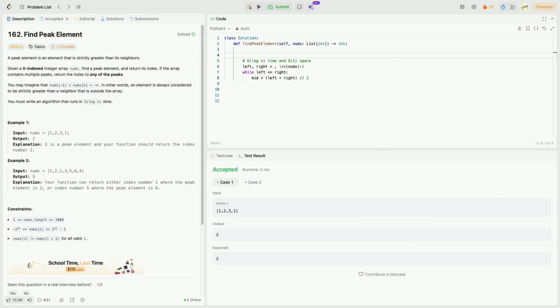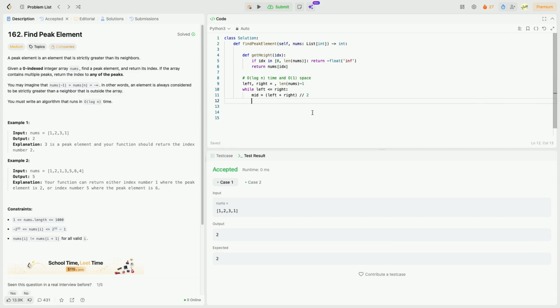So I'm going to write a little helper function here to deal with the fact when we try to get the left neighbor of the first element, for example. Get height, and then we say index. If index is out of range, 0 or len nums, return minus float infinity. Else we're going to return nums at position idx.